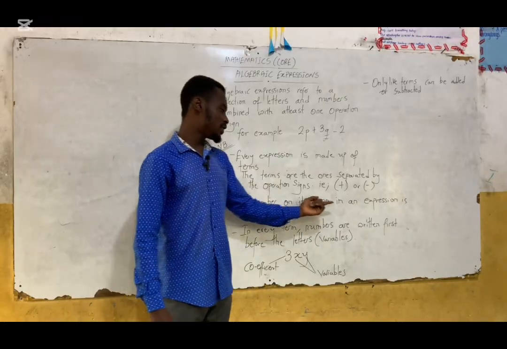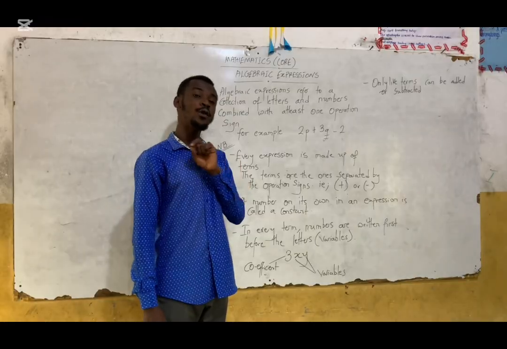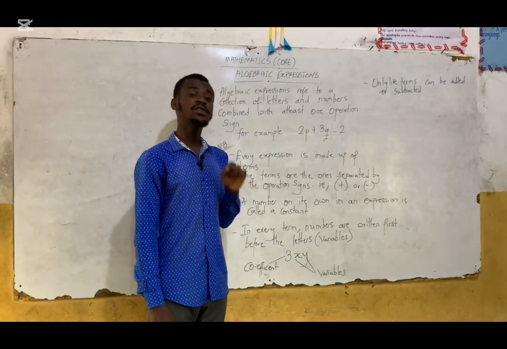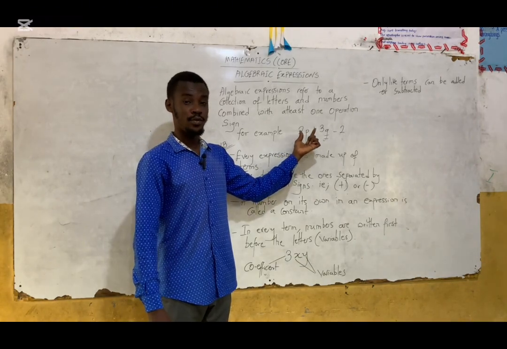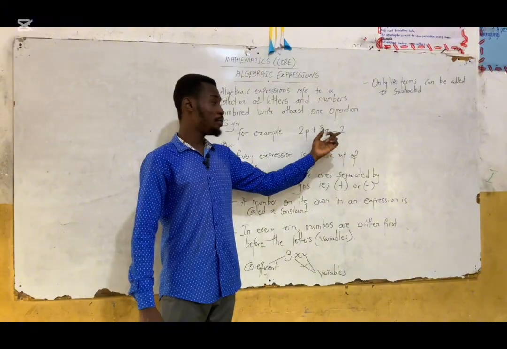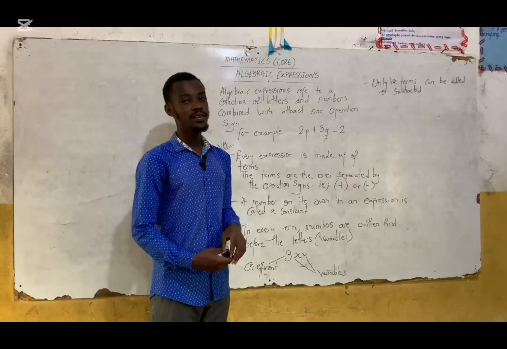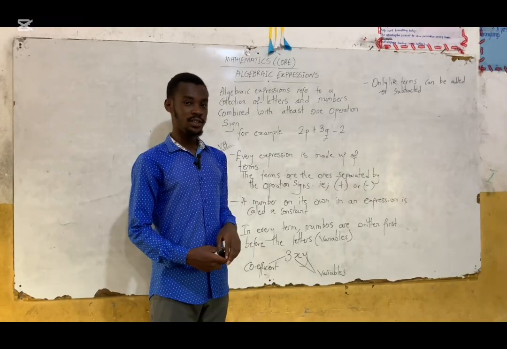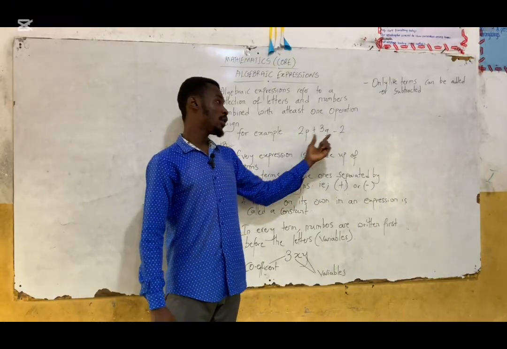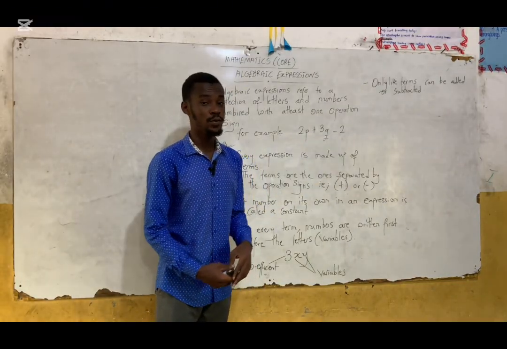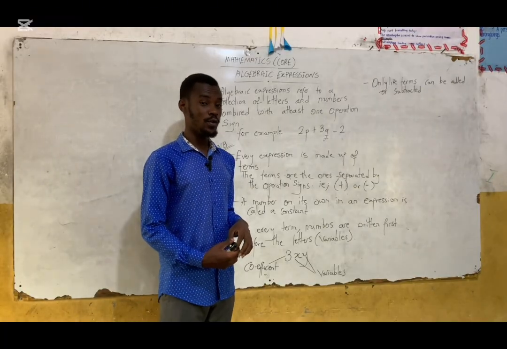Now let's go to the next one. A number on its own in an expression is called a constant. So if you have a raw number in an expression, then that is called a constant. You can't call 2p a constant because the number has a variable attached to it, as well as 3q. But 2 stands alone, so 2 becomes our constant in this expression. But mind you, for expressions, you don't have to do away with the sign. So the constant term here is -2. A raw number in an expression is called the constant.